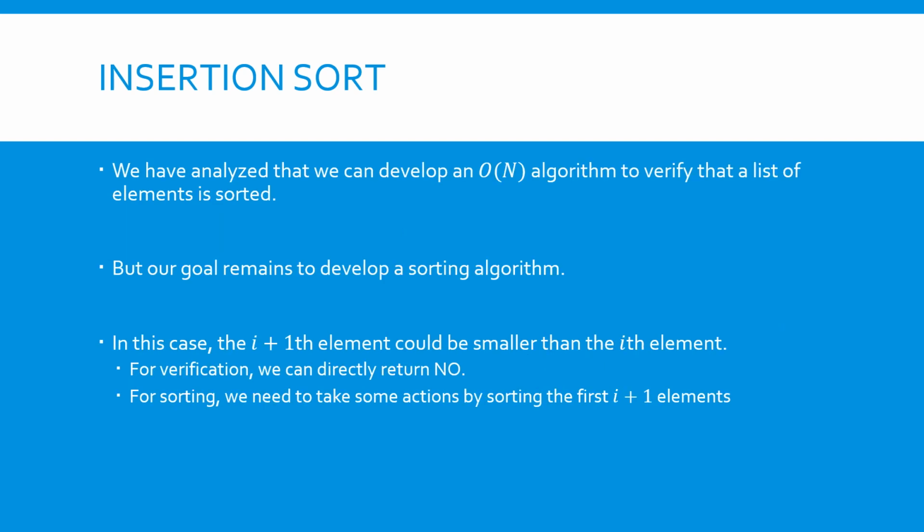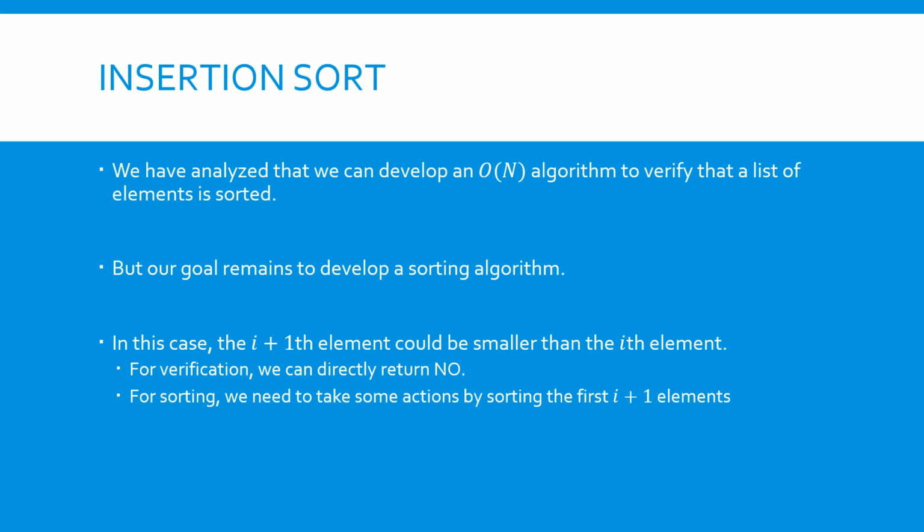Let's go back to the discussion of sorting. We know that in general, the input set may not be sorted. Therefore, when we perform the above verification process, we may find that the i+1th element is smaller than the ith element.